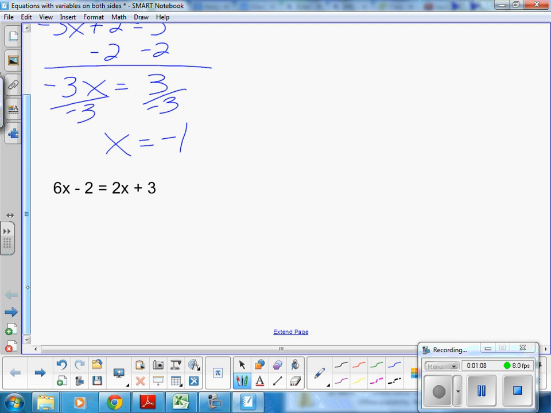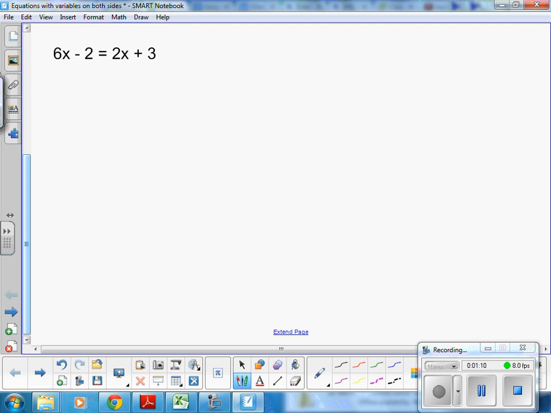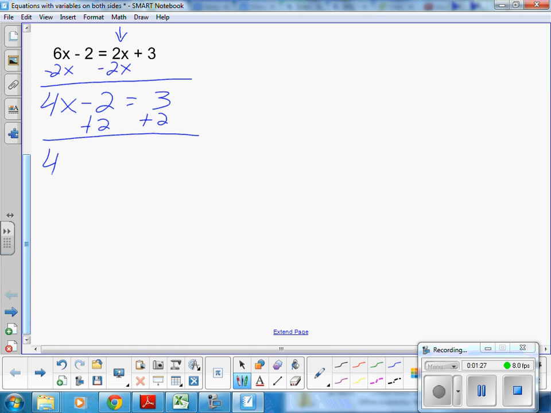Second problem, we're going to do the same thing. I'm going to subtract my 2x. That way I get rid of my x on this side. So I have 4x minus 2 is equal to 3. I now add 2 to both sides. 4x equals 5. And then I divide by 4, divide by 4. This cancels. X equals 5/4.